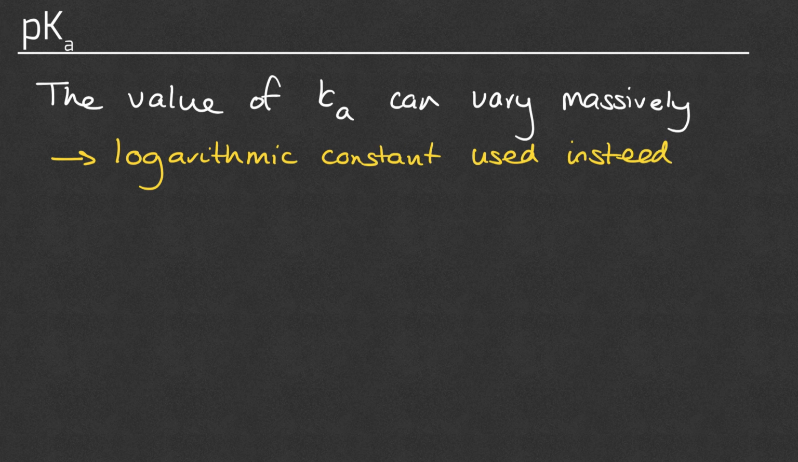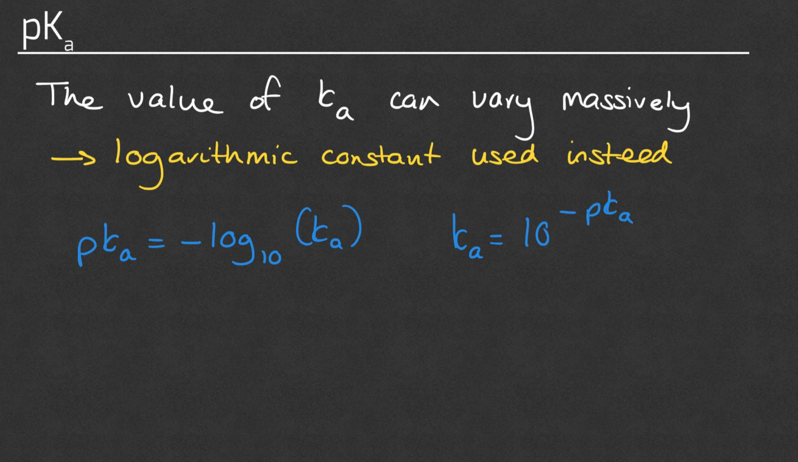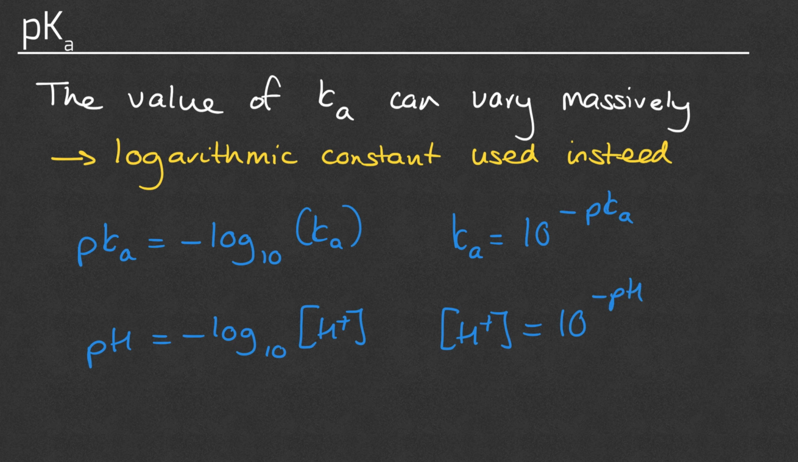So instead, we use a logarithmic constant, pKa. So in order to calculate pKa, you do minus log to the base 10 of Ka, and the reverse to calculate Ka from pKa, you do Ka equals 10 to the power of minus pKa. Now you'll notice these equations are very similar to the pH and the H plus equations. So that can be a quick way to remember them if you forget. You can see that pKa is analogous to the pH equation.